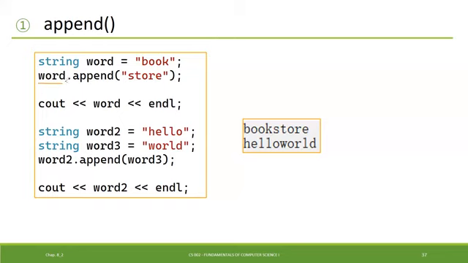Word dot append. You should provide the words you want to append to the word. After that, when you print out the word, you will see bookstore. And then I have word 2 hello world. It's the same thing. Append, concatenate word 2 after word 3. So you will see hello world.